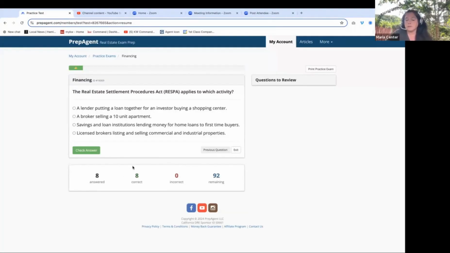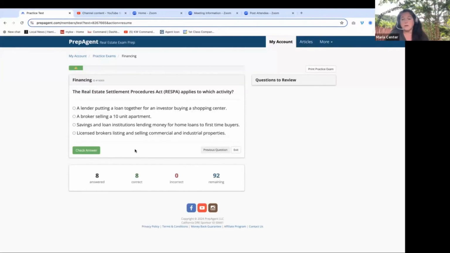So let's go through these one more time. A lender putting a loan together for an investor to buy a shopping center. Now, does that sound like residential? Because remember, RESPA deals with residential loans. A shopping center would definitely be a commercial loan. A broker selling a 10-unit apartment building sounds like the 10-unit is commercial as well, right?